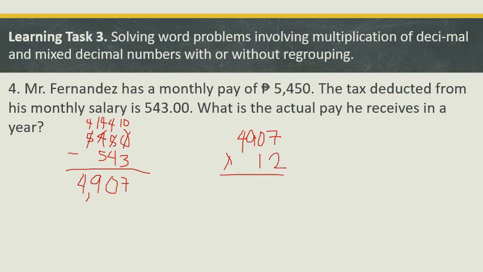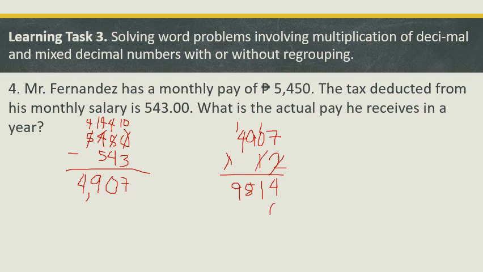Okay, so 2 times 7 is 14, carry 1. 2 times 0 is 0, plus 1 is 1. 2 times 9 is 18, carry 1. 2 times 4 is 8, plus 1 is 9. So, tapos na tayo dito. Dito naman tayo sa sunod.